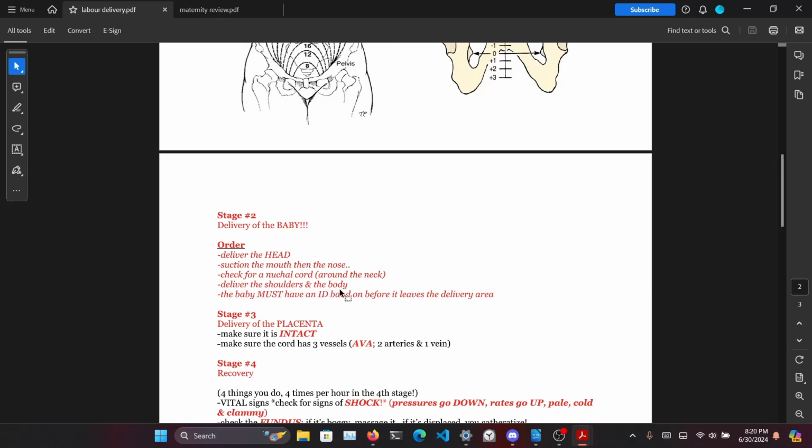Then delivery of the shoulder and the body happens, and immediately you will clean the baby, and you have to be careful if the mother is HIV positive or hepatitis B positive, because the care of the baby will be different in that case. And you have to immediately put a tag on the baby, and footprints will be taken before the baby leaves the delivery area, right?